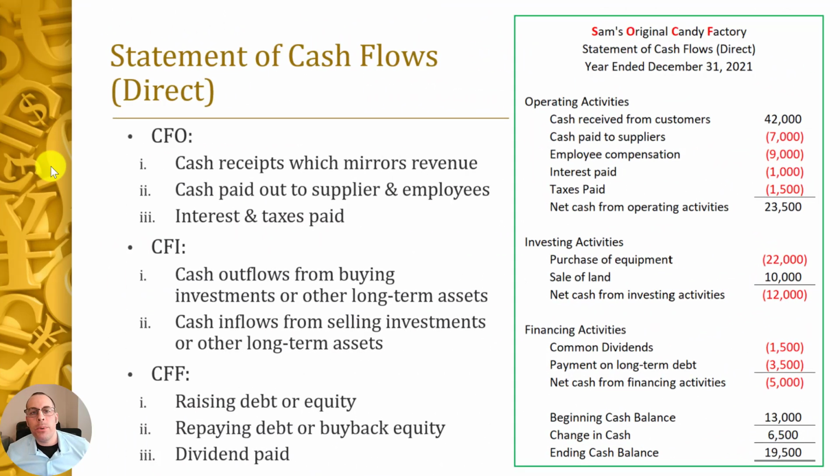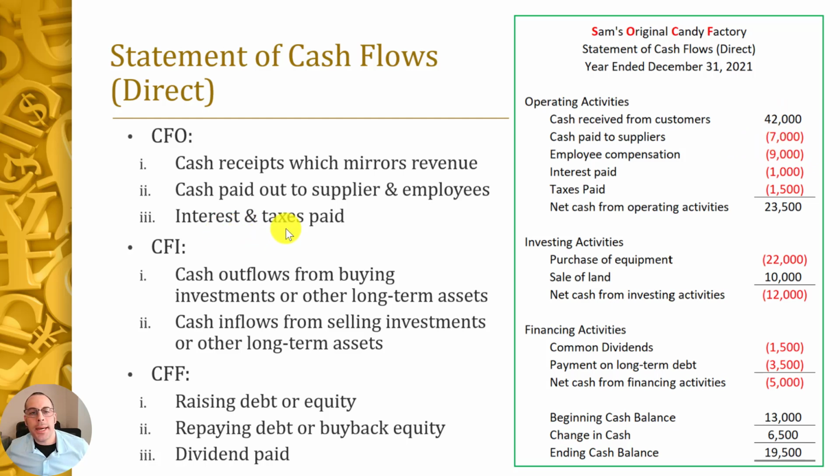There's 2 ways to report the statement of cash flows, the direct method and indirect method. Let's look at the direct method. We'll look at Sam's Original Candy Factory. The operating section starts with cash inflows from sales. So he generated $42,000 of cash from sales. Then cash paid out to suppliers and employees. He paid $7,000 to his suppliers and $9,000 to his employees.